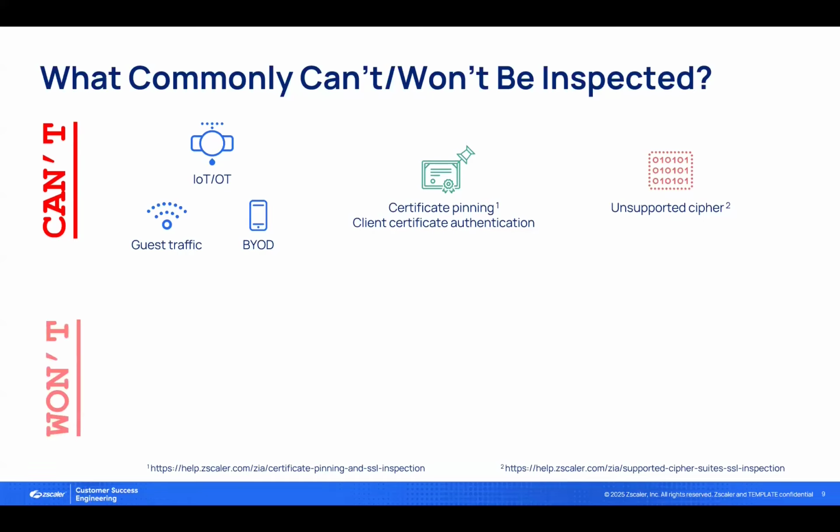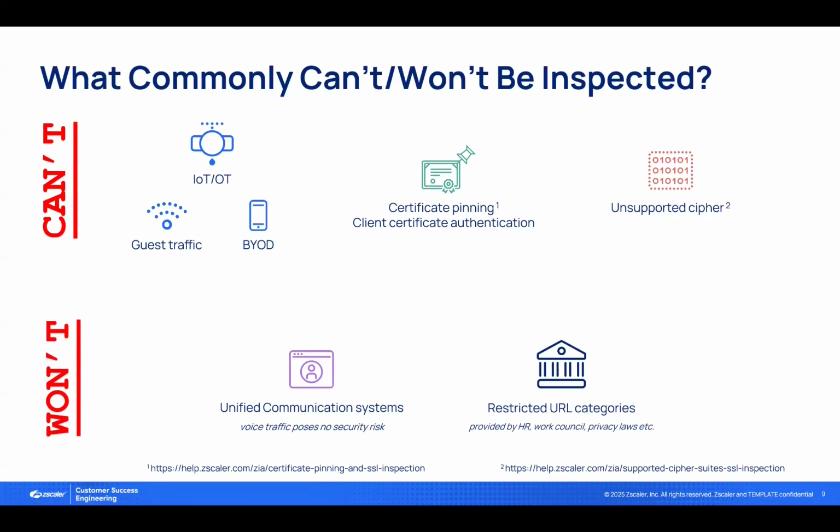As far as things that won't be inspected, there are a few, such as voice and video traffic for UCaaS applications, since this doesn't pose any security risk. And then this one's a bit of a catch-all, but any categories that are restricted by HR, work council agreements, privacy laws, etc. in your country. Some examples of categories that might be restricted like this are the finance or healthcare categories, where you may not be able to or not want to inspect transactions between users and their healthcare provider or their bank when they're accessing those from your corporate network.